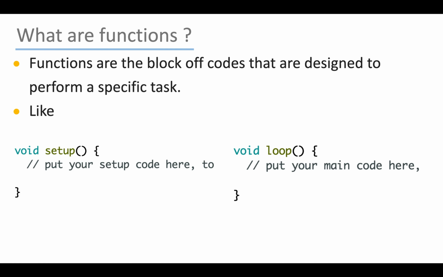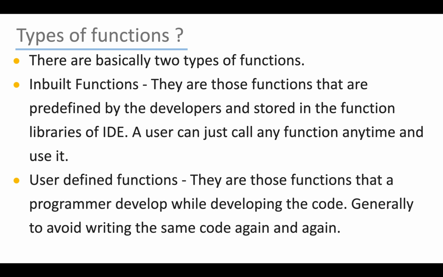And now after the functions, we have types of functions. There are basically two types of functions: inbuilt functions and user-defined functions. Inbuilt functions are those functions that are predefined by the developers and stored in the function libraries of the IDE. A user can just call any function anytime and use it. While user-defined functions are those that a programmer develops while developing the code, generally to avoid writing the same code again and again.